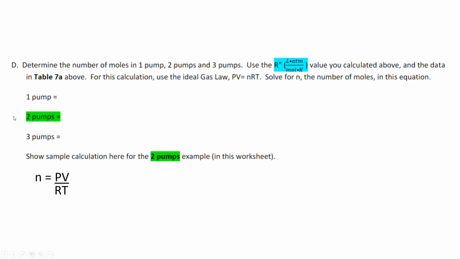So you'll want to do that for 1 pump, 2 pumps, and 3 pumps, to see how many moles were coming over in every single pump. And it should be a multiple of the same number. So if there were 15 moles in the first pump, then in 2 pumps, there should be 30 moles, and in 3 pumps, there should be 45. That's not the correct answer, but I just wanted to give you an example.